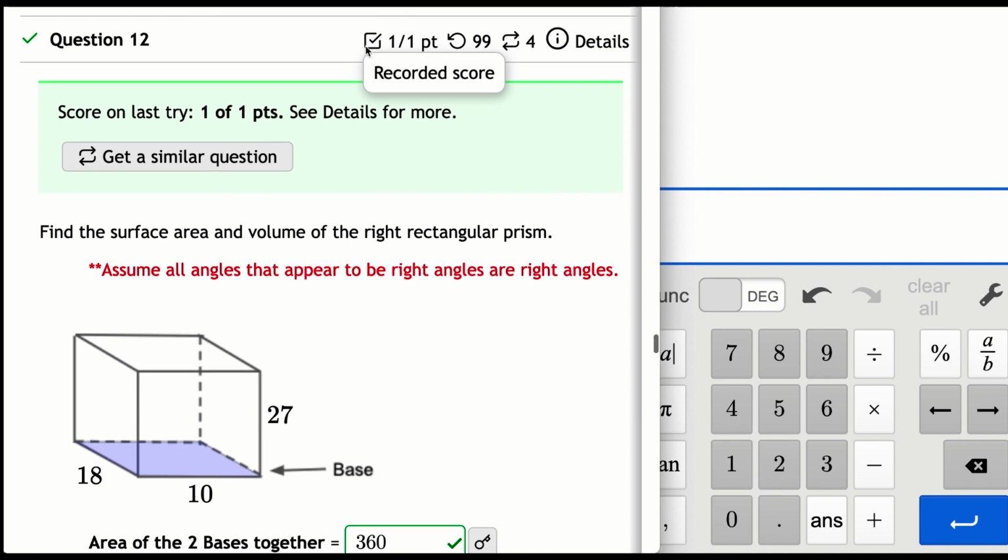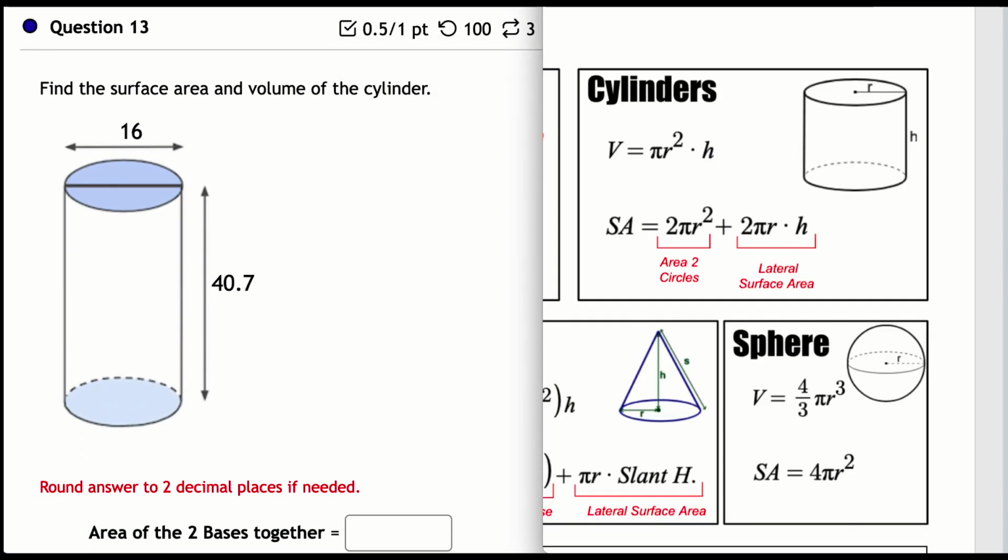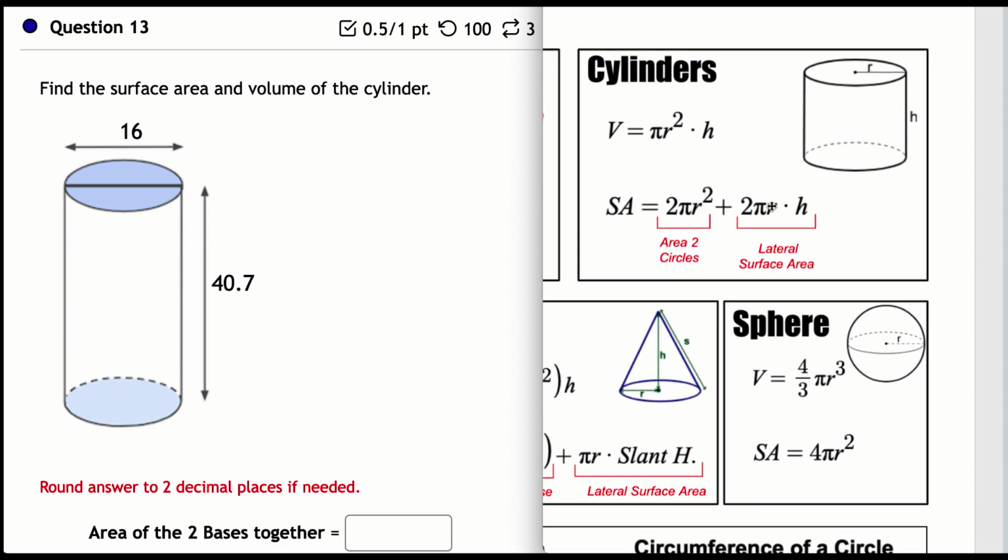All right, now as we move on to number 13, we're going to be looking at what is a cylinder. This cylinder has a formula that you're going to see in your note sheet as well. This cylinder sheet is going to have volume equals pi r squared times the height, and it also has surface area being 2 pi r squared plus 2 pi r times your h for height.